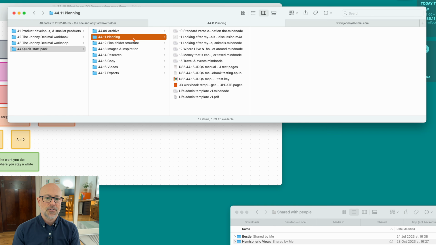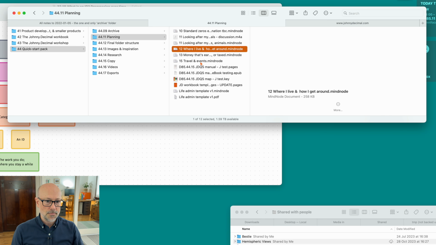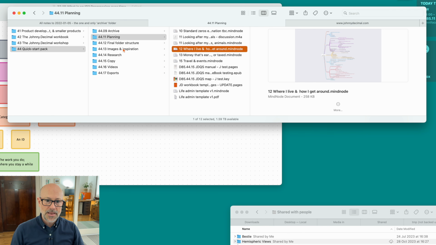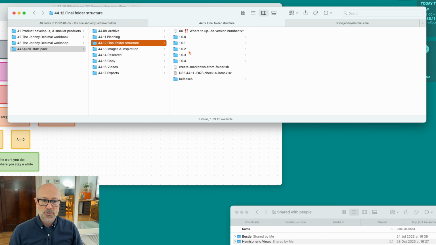What we've done for the quick start pack, which we just finished, is we gave it a category so that we could spread our wings a little more as far as IDs go. And I think this has worked really nicely, actually. So we had planning. This is all just kind of thoughts. These are the mind maps where we gathered all the information and did the Johnny.Decimal process as described in the workbook of figuring out, you do discovery and then you split things up. So that's planning.